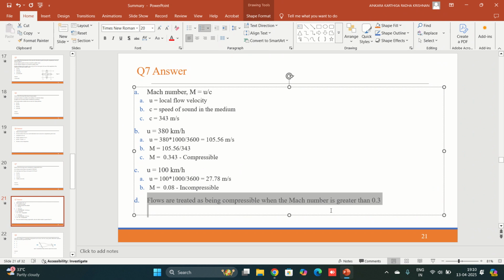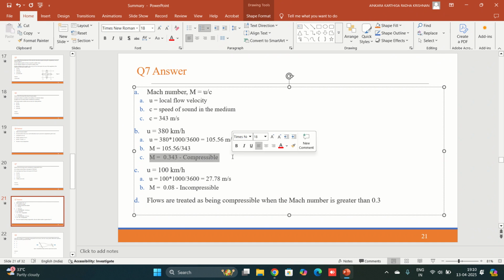Flows are treated as being compressible when Mach number is greater than 0.3. If it is greater than 0.3, it means we are traveling at such a high velocity that the flow is almost becoming compressible. So the first flow is therefore compressible. The racing car flow is considered as compressible flow.